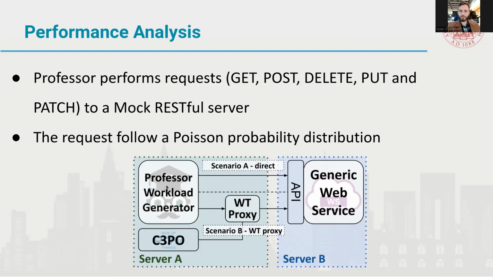We developed software to generate the workload, called Professor. So scenario A queries directly, and scenario B queries the proxy. We utilized all the request types: GET, POST, DELETE, PUT, and PATCH. And those requests follow a Poisson distribution. This generic web service didn't perform any computation at all. It just replies. So we are measuring just the WebThing proxy overhead.